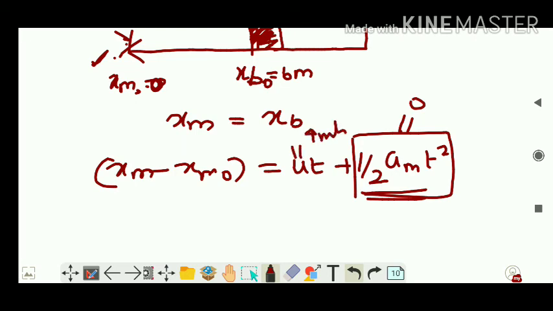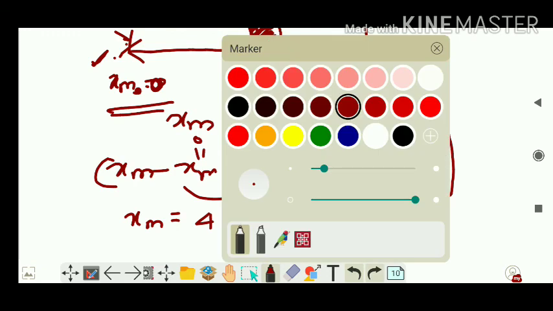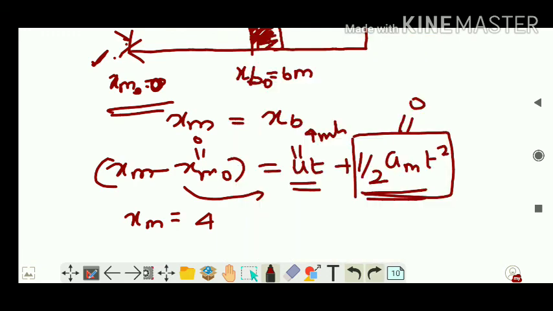So I can write xm is equal to, let's bring this as the position, but xm naught is at 0, right? Because that is his initial position. Xm naught is equal to 0. So I can write xm is equal to, what is the velocity? 4 into t. That is our expression, the first equation regarding the man, right?